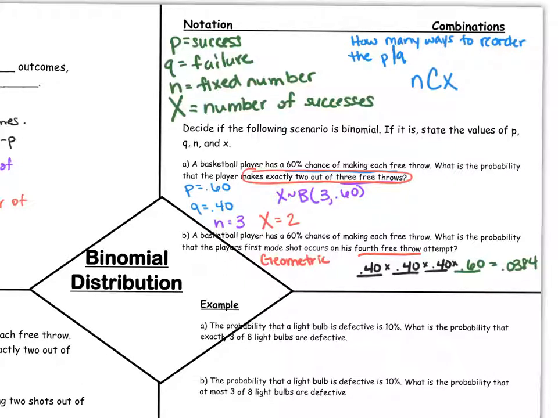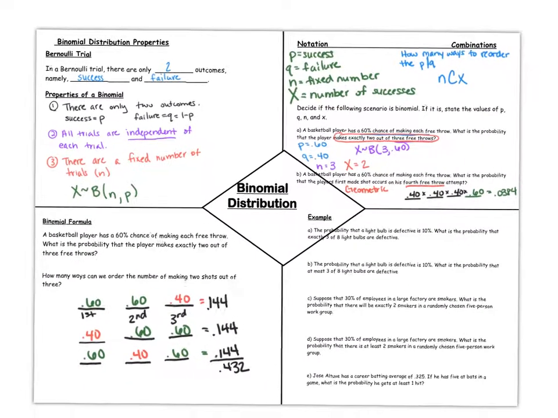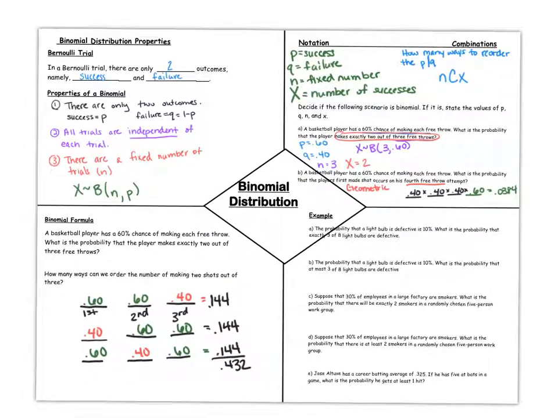Where, what does N stand for again? The fixed number. And what does X stand for? So in our case, it would have been what? What's our N for the basketball player? It would have been what? Our fixed number was what number? 3. Our number of successes I wanted was what? 2. So this would have been 3C2. I'll make it bigger.